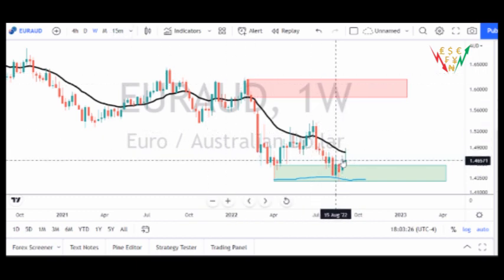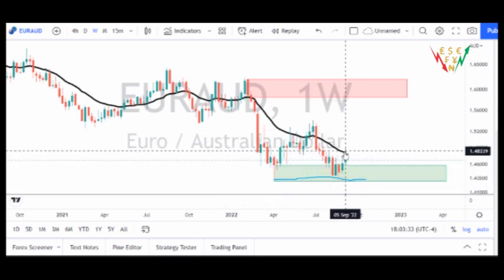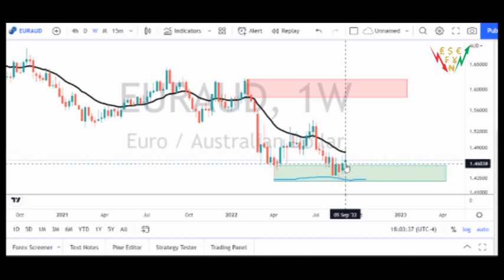But from the weekly chart here, what we see is recent week, right? Recent week, price coming to this exponential moving average 20 and rejecting this point.